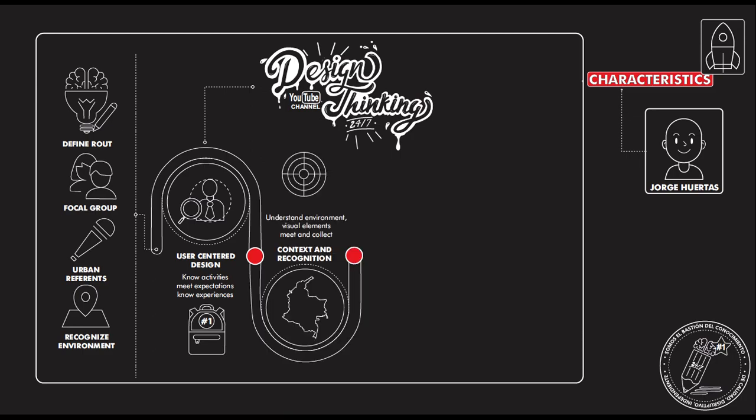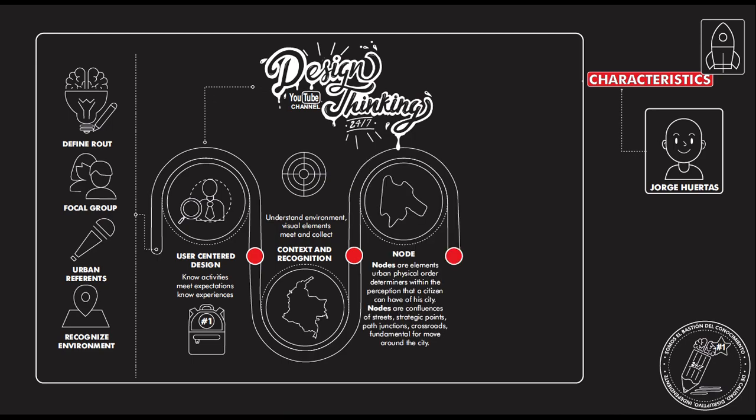So it's very important to understand all the different components and all the different things that are around. The context and recognition is very important because it will allow us to understand the environment, also to understand the visual elements, and those change a lot between countries, between cities. Everything changes, so it's very important that we understand which are the visual elements, and of course, if we have the opportunity to meet with the people, interact with them, and collect information. So that is very important as well.